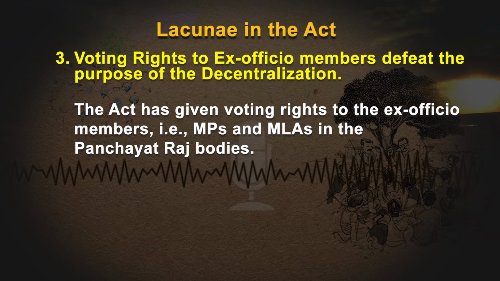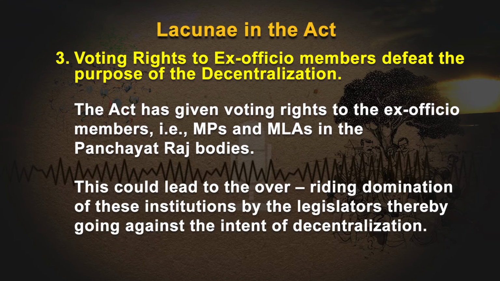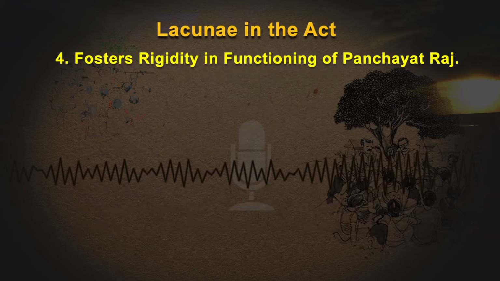The Act has given voting rights to the ex officio members, that is, MPs and MLAs in the Panchayati Raj bodies. This could lead to the overriding domination of these institutions by the legislatures, thereby going against the intention of decentralization. Fosters rigidity in functioning of Panchayati Raj.